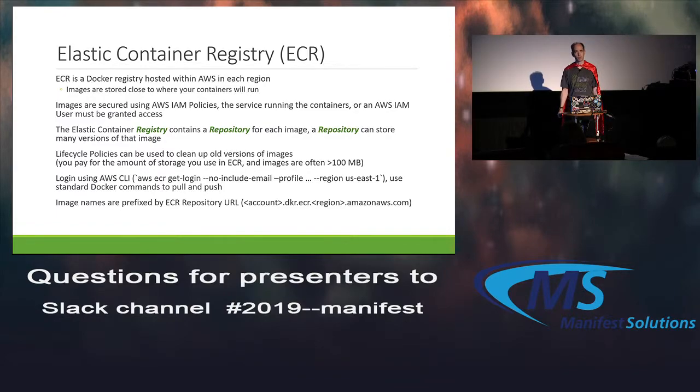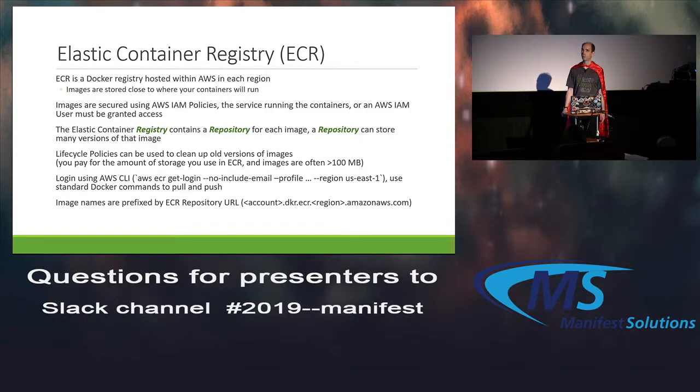And so the service that's going to run those containers and any users who might be pushing or pulling containers are going to need to be granted access using IAM. Now, the registry is the service as a whole, and it contains multiple repositories, kind of one per image. And then that repository can store many versions of that particular image.